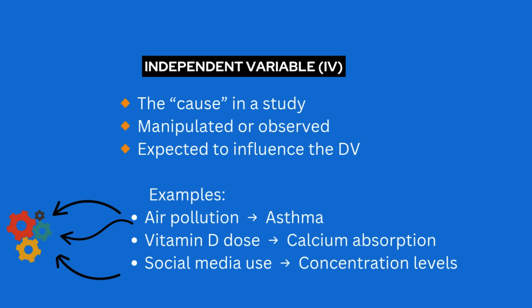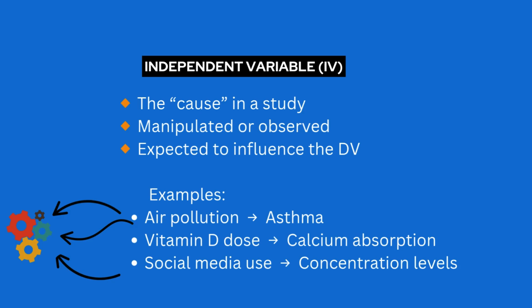Here are a few examples of independent variables. Number one, let's say in the study on the relationship between air pollution and asthma in children, our independent variable in this study will be air pollution, which can be measured but not changed by the researcher, by the way. And our dependent variable will be asthma cases, which will be the outcome. Please, let's take a look at it again.